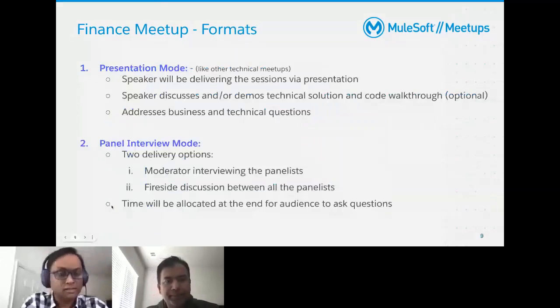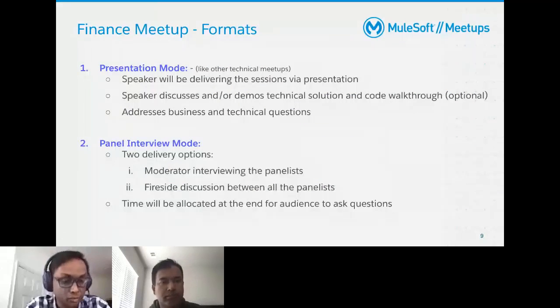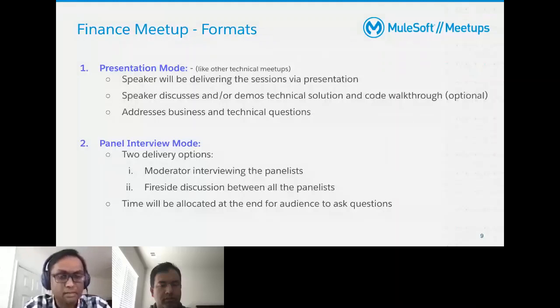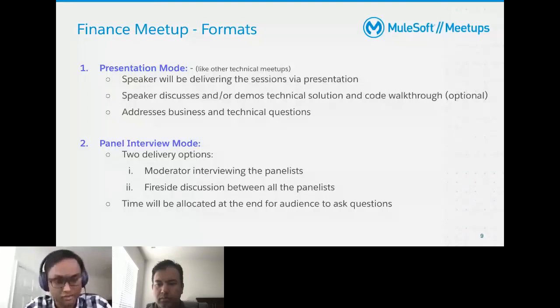Next up is in what format this financial meetup would be executed. There are two different modes. The first is a presentation mode. This is just like any other technical meetup. Here, the speaker will be delivering the session via presentation, and then the speaker will be discussing or demoing a technical solution. You might even go into some part of the code to help the audience better understand what solution has been developed and how it has been developed. And finally, it would be addressing any business or technical questions.